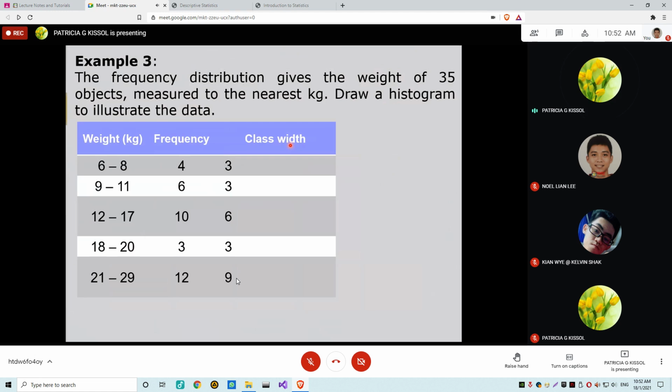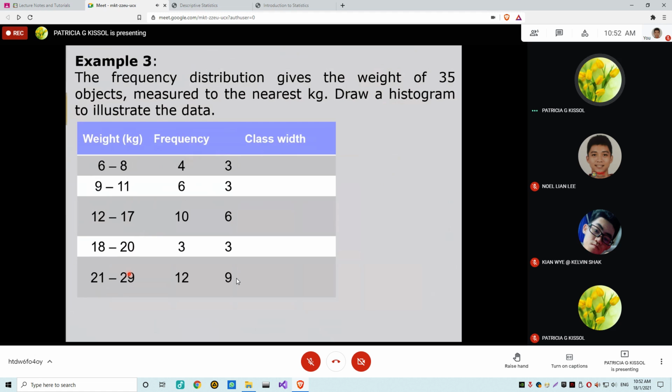Right. So we have another example here. This is the weight of 35 objects, measured to the nearest kg, and we are to draw a histogram to illustrate the data. You can see here the frequency is already prepared: 6 to 9, 9 to 11, 12 to 17, 18 to 20, 21 to 29.